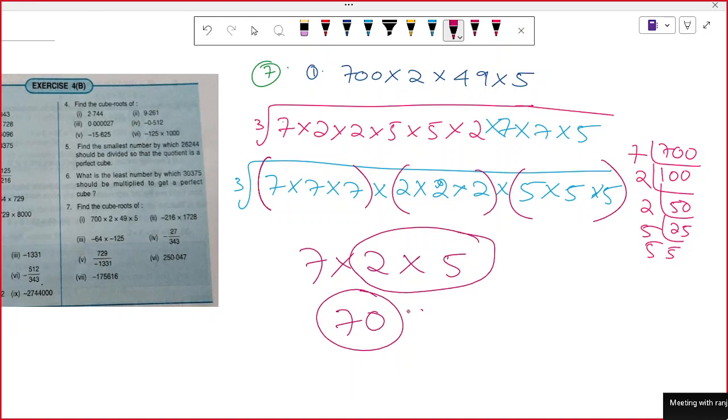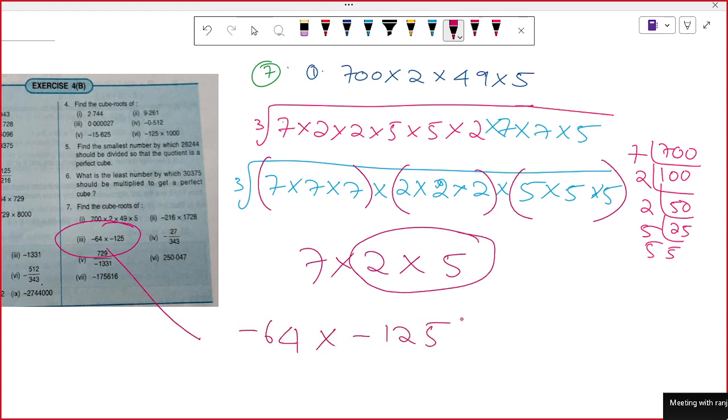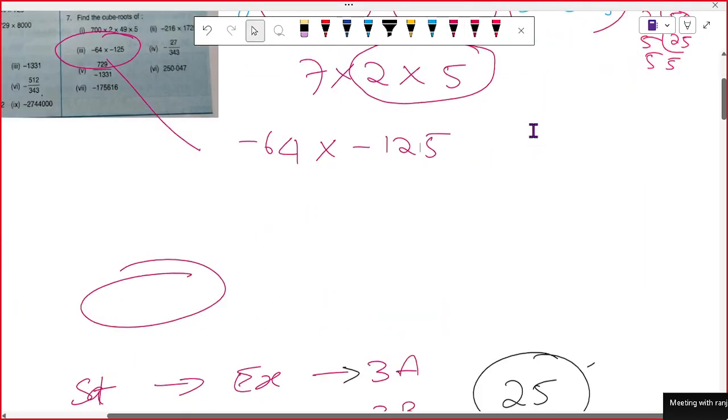Shall I erase? Have you all copied this? 700 into... yes, so 49 into 5. Okay, can you all give the direct answer for the third one? Minus 64 into minus 125. So 20.